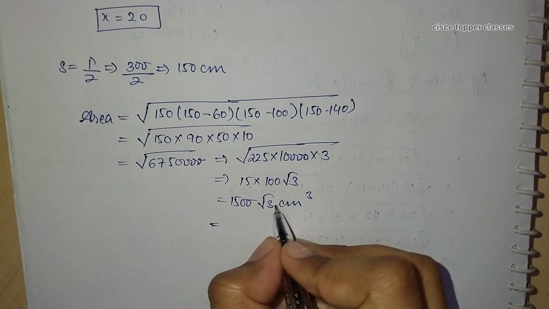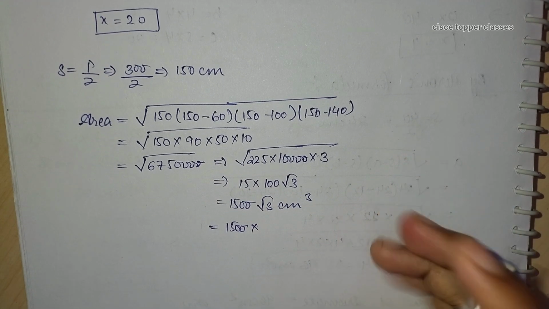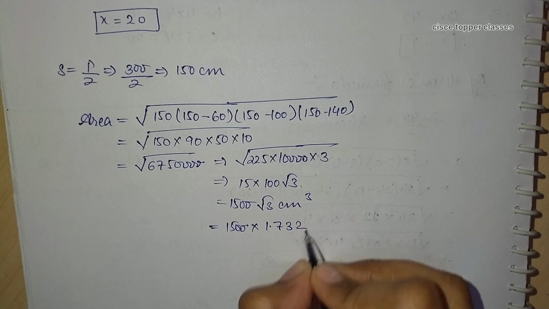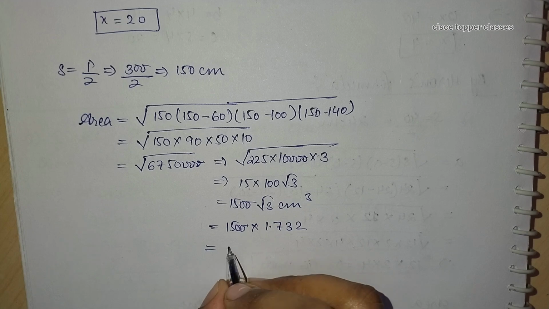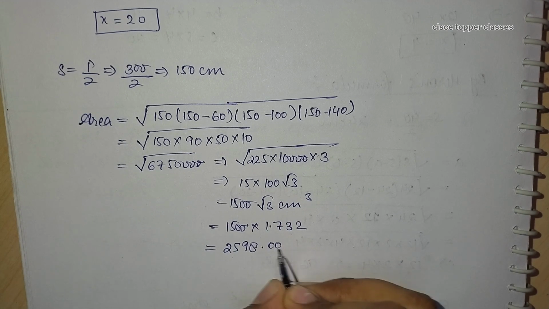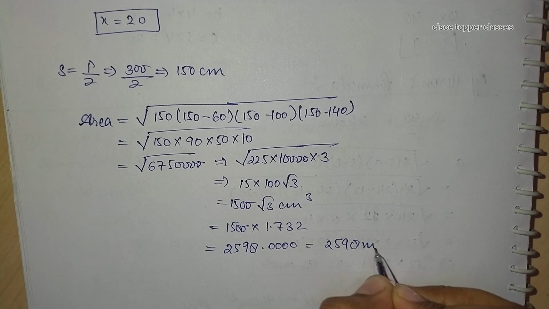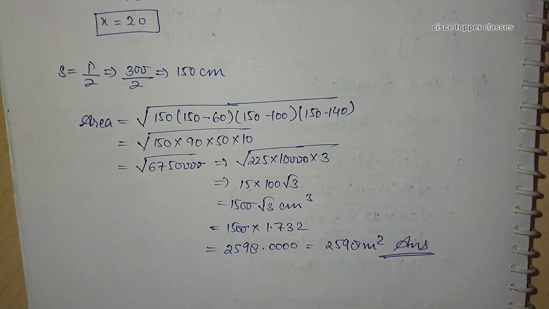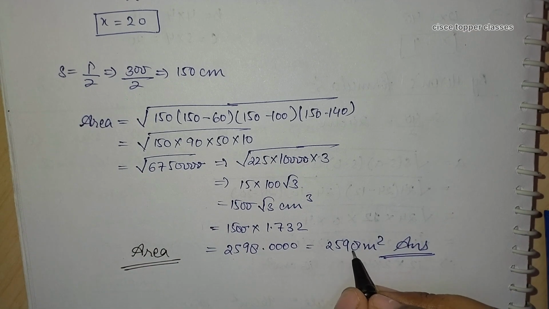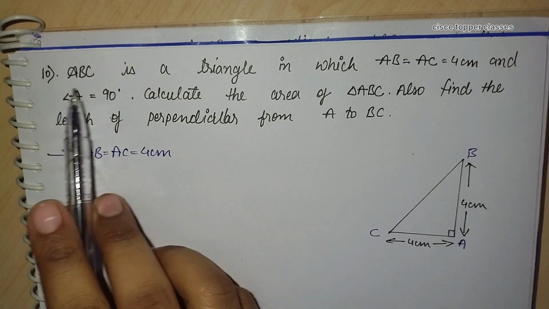So we will put the value of under root 3 here. 1500 into under root 3, whose value is given in the question, which we have to take as 1.732. So we'll multiply this part, and multiplying it will be 2598 point something. So this will be approximately 2598 meter square. So this is the final answer. Means the area of this triangle here is 2598. So this is the solution of the ninth second part here. Let us solve here 10th question.